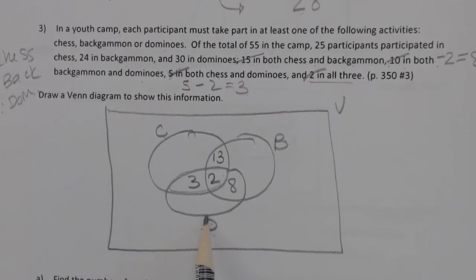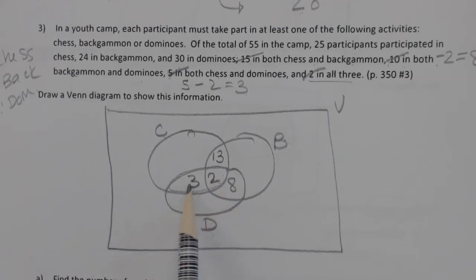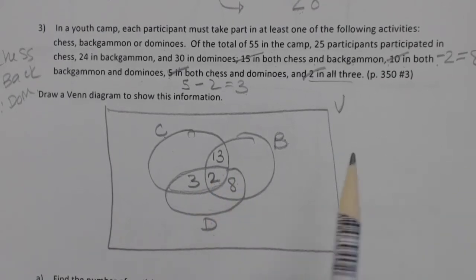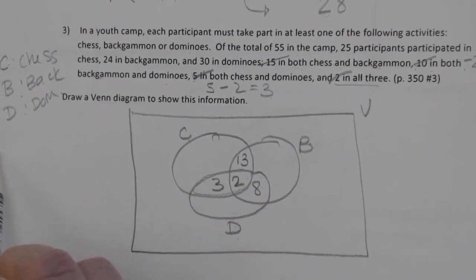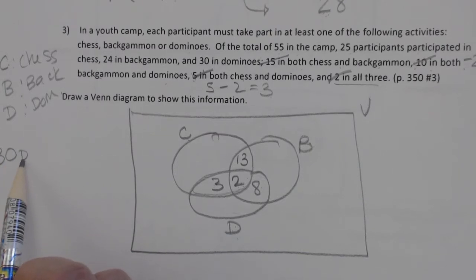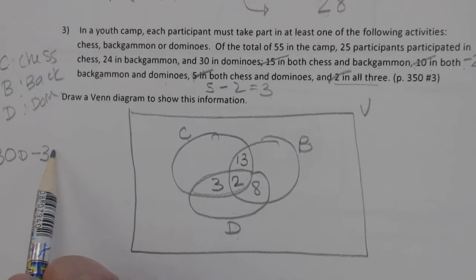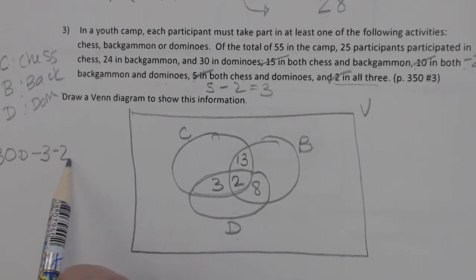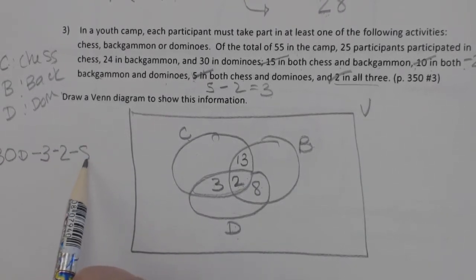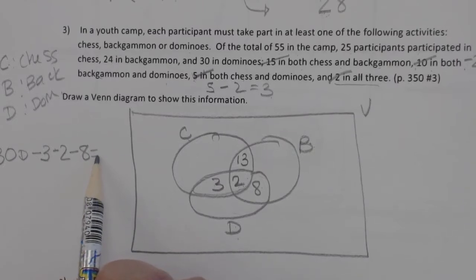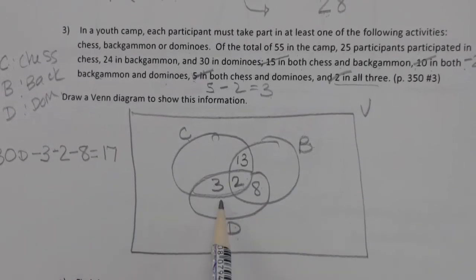Now we have 30 in dominoes. So we're going to go to the domino circle, and notice here's the domino circle. It has the 3, the 2, and the 8. So we have to be careful. We have to do a little math over here. So 30 took dominoes minus the 3 who took chess and dominoes, minus the 2 who took all 3, and minus the 8 that took dominoes and backgammon. And what we're going to have left is 17. So there's a 17 here.